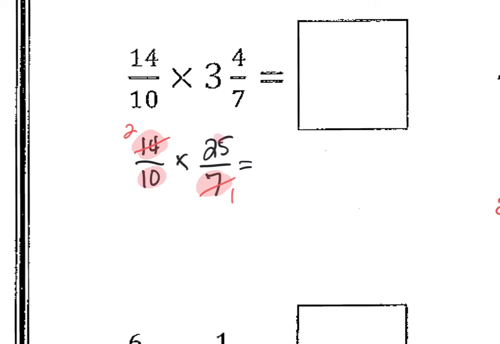We've also got 10 and 25 that share a common factor of 5. 5 goes into 10 twice. 5 goes into 25 5 times. This is so much easier. 2 times 5 is 10. 2 times 1 is 2. Oh my goodness. My final answer is 5. Nice job.